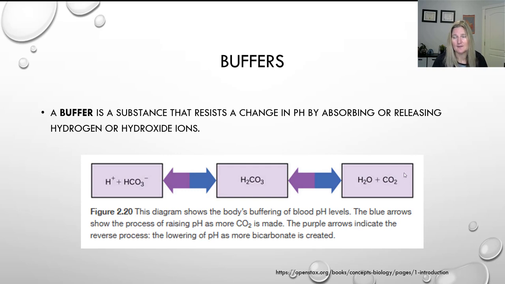If we end up having too much, or we've lost too much carbon dioxide and we end up with too alkaline blood, then we have that carbonic acid that can release hydrogen into the solution. Okay, so that's a unique way to keep our blood pH right around 7.35 to 7.45, even if things are changing around us.